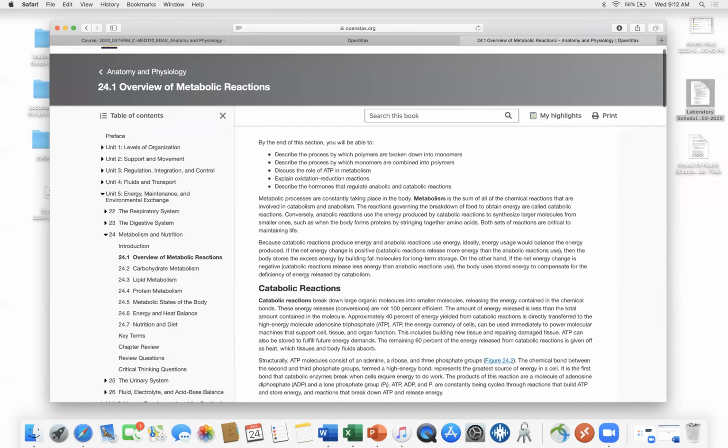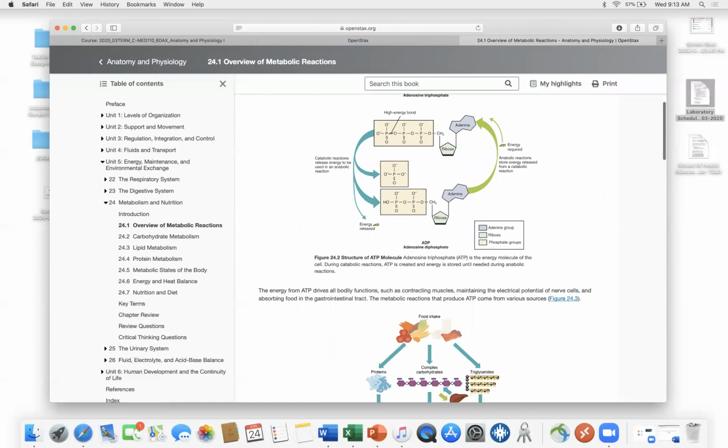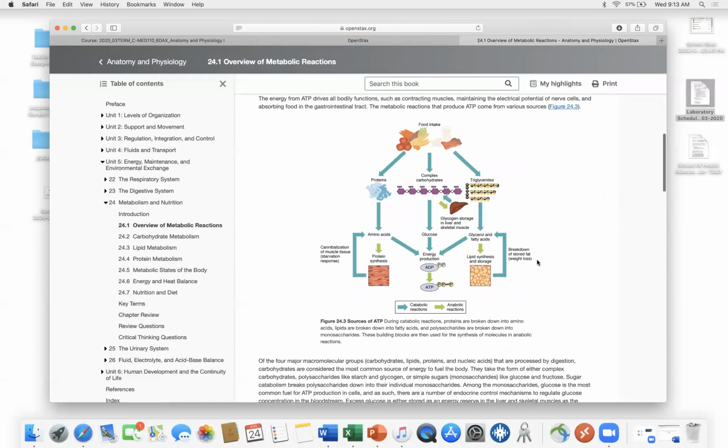So metabolism is broken down into 2 parts: anabolism and catabolism. Anabolism is growth. Ana, parts. Catabolism is breakdown. And there are certain reactions that help us break down. And here's a nice example of what I was talking about.